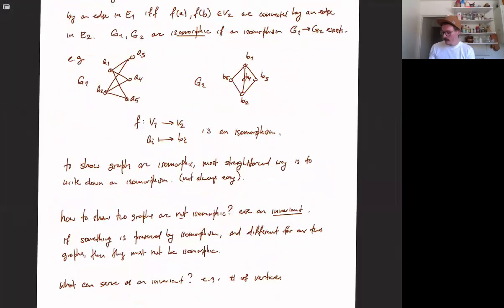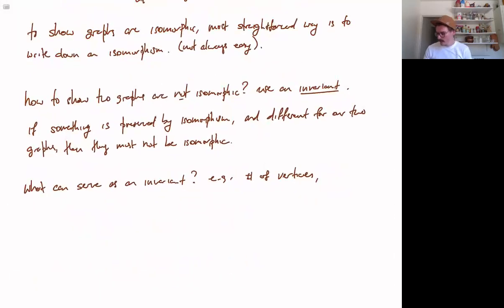And along similar lines, the number of edges. If you have an isomorphism between two graphs, then it matches up each edge in one graph with an edge in the other graph. So if you have a different number of edges in your two graphs, then they cannot be isomorphic.